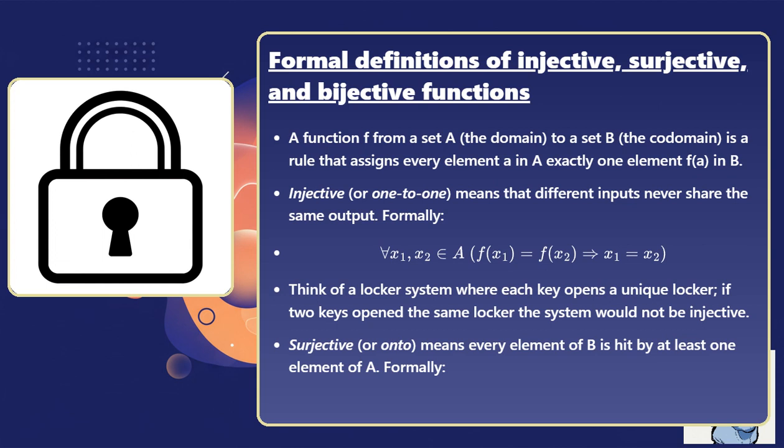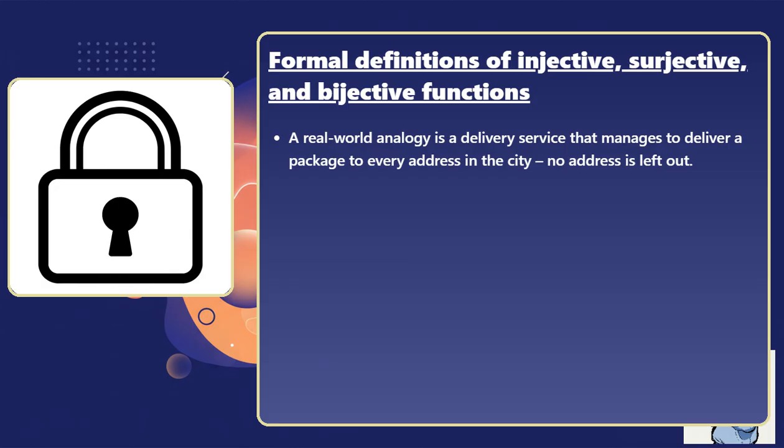Surjective, or onto, means every element of B is hit by at least one element of A. Formally, for all y in B, there exists x in A such that f(x) equals y. A real-world analogy is a delivery service that manages to deliver a package to every address in the city. No address is left out.